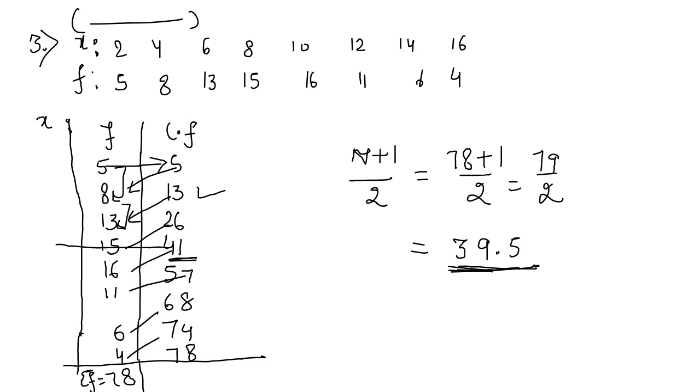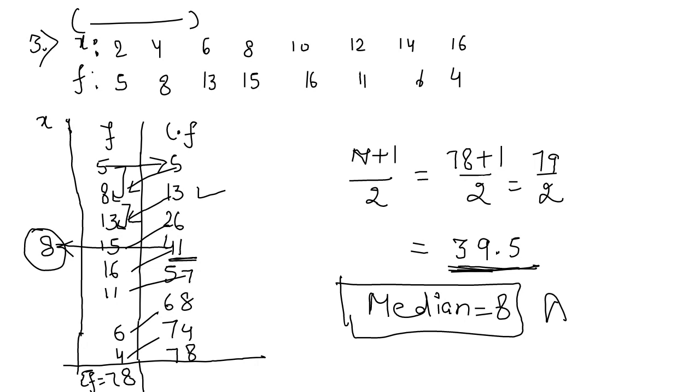Now check in your X column in front of that cumulative frequency. Yes, in front of 41, here the number is 8, right? So your median is equal to 8. This is your answer. 39.5 or 41, that is not your median. In front of that value, what is the value of X? That is your median. Yes, is it clear?